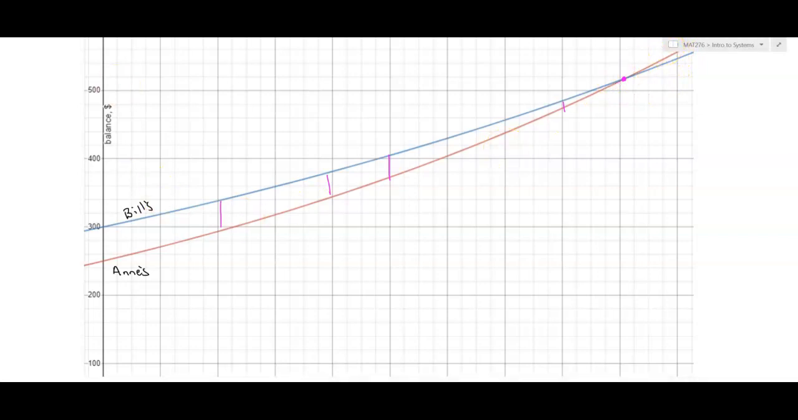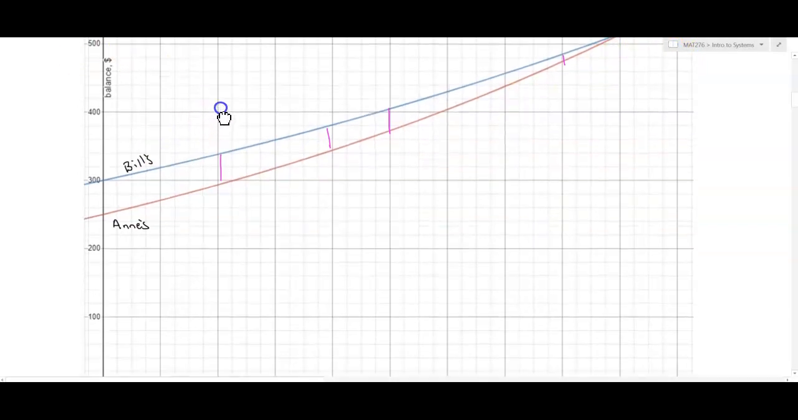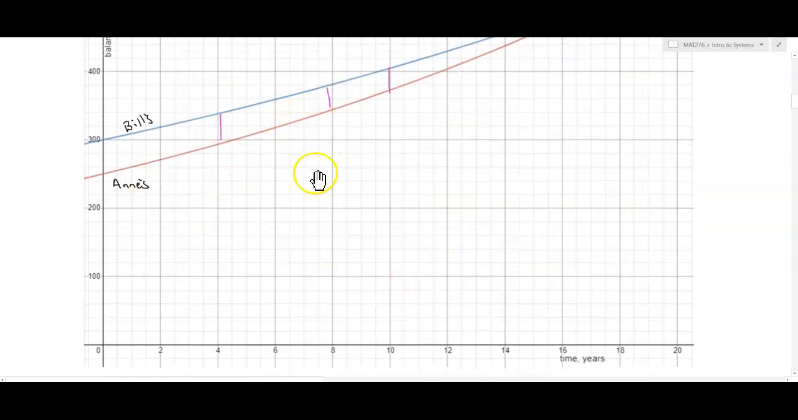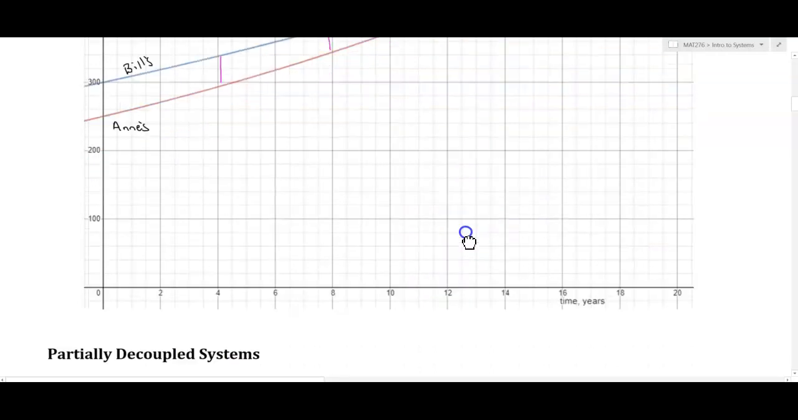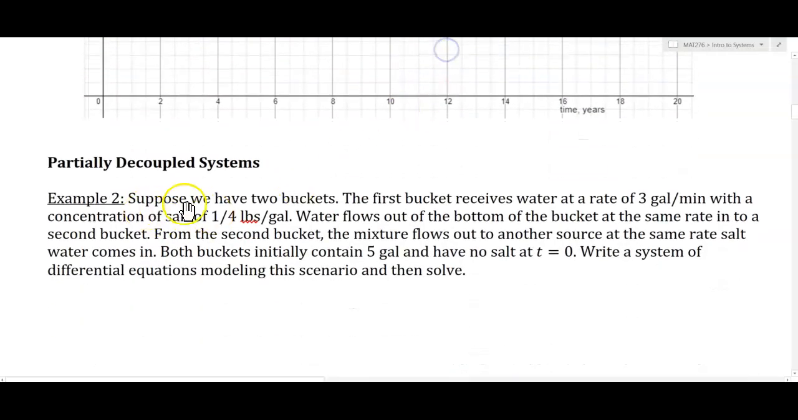And so it's of interest to us to be able to conduct this analysis so that we can see over time what's going to happen, especially if we're interested in these specific two people. So that's a completely decoupled system. We also have partially decoupled systems, and those are where one of the differential equations depends on the dependent variable of the other, but not vice versa.